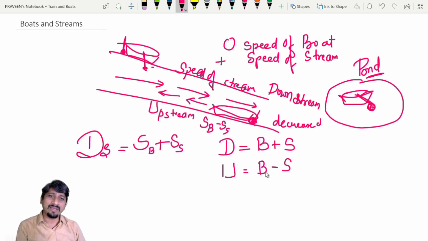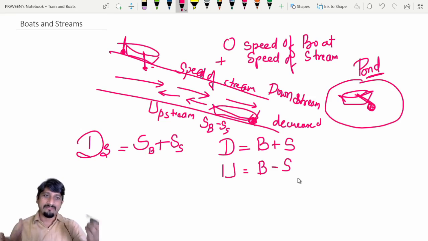Now sometimes they will give you the downstream speed and upstream speed. Can you find out the speed of the boat or the speed of the stream? You can definitely find out. How? If I know the downstream speed and upstream speed, and I want to find out B, what I will do is add these two. When I add these two, what will this be?